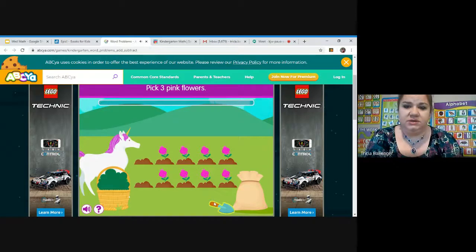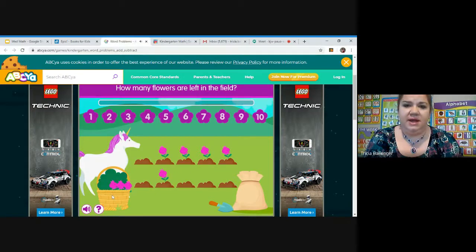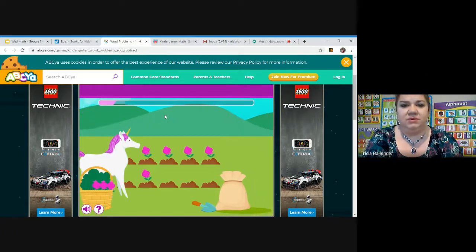So then she wants us to take the shovel. 1. Bring it over to the basket. 2. 3. So if we had 8 and we took away 3, how many are left? So we had 8 and we took away 3. How many are left? Let's count. 1, 2, 3, 4, 5. So 8 minus 3 equals 5.